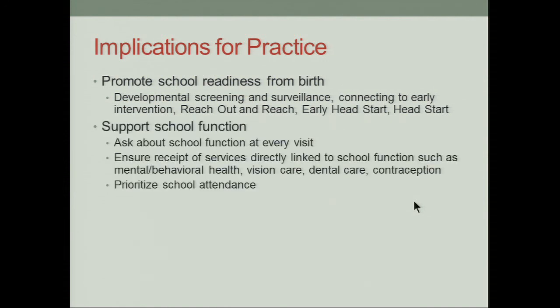And then once our kids are in school, we should be focused on supporting their school function. At every visit, we should be asking them how they're doing in school and what kind of grades they're earning. This also means paying special attention to those kinds of healthcare services that we know are directly linked to school function. So these are things like mental health, vision care, dental care, surprisingly, and family planning is huge for our adolescents.